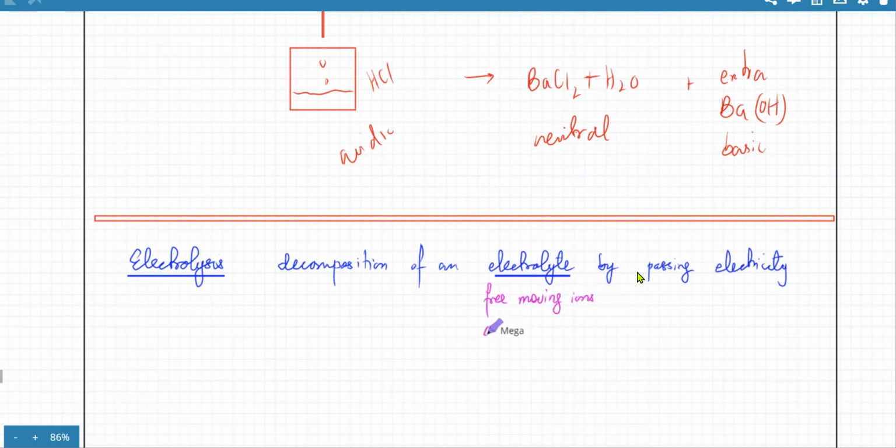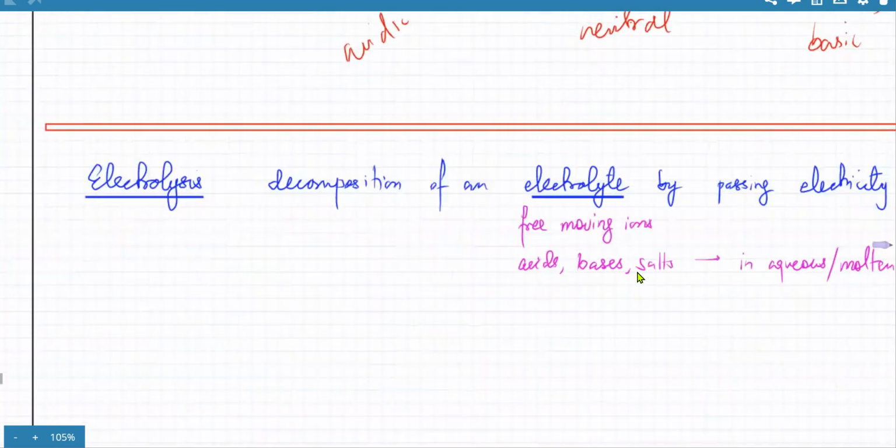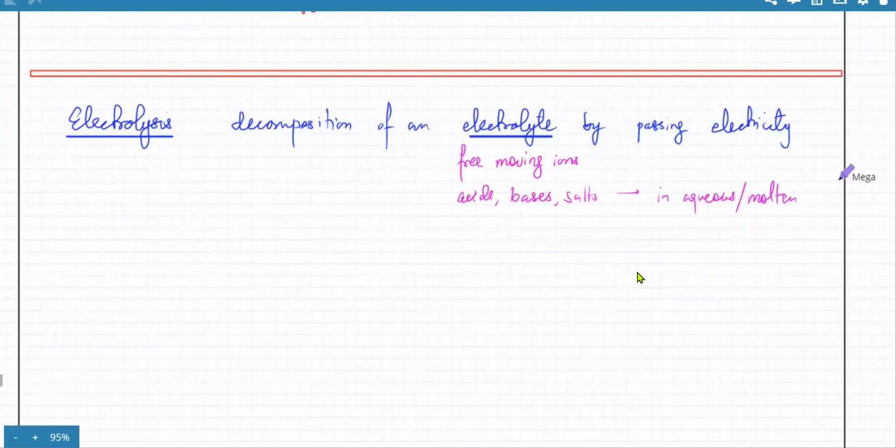What substances contain free moving ions? It's acids, bases, and salts, in aqueous or molten state, not in solid state. For example, NaCl, if it's solid, it's not really going to conduct electricity, but in aqueous or molten state it will.